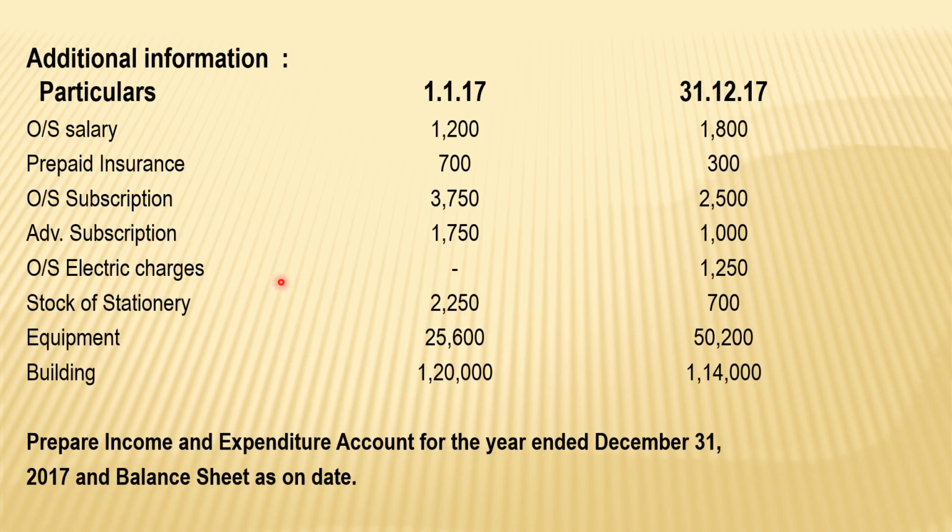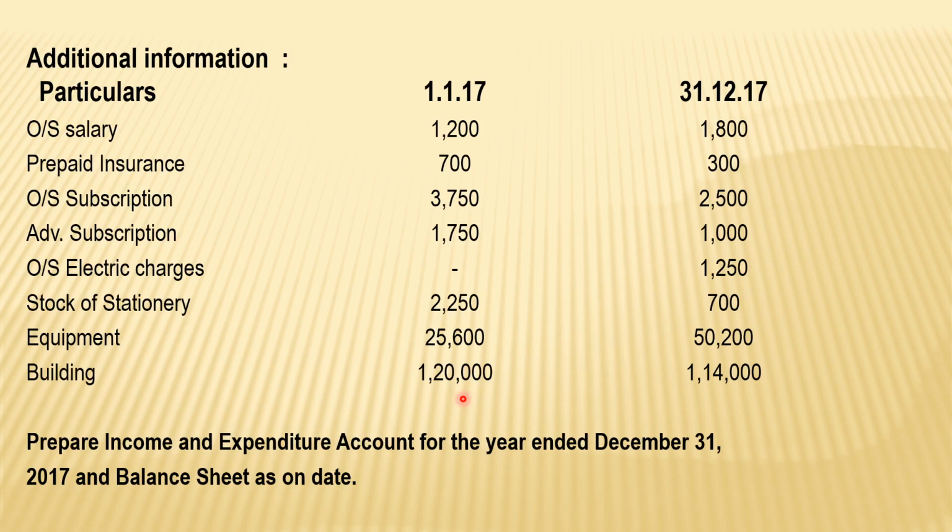Outstanding salary, that is expenses due, is converted to a liability, but it is not there in the opening balance sheet, so it will not come. Any type of stock here, whatever it may be, like stationery, medicine, sports equipment, sports material, that stock will be considered a current asset, it will come on the asset side. And equipment and building are ultimately fixed assets, they will come on the asset side.